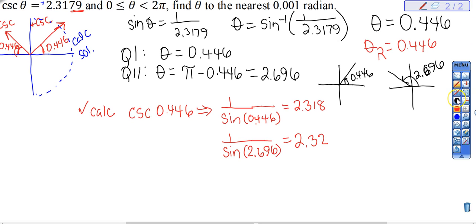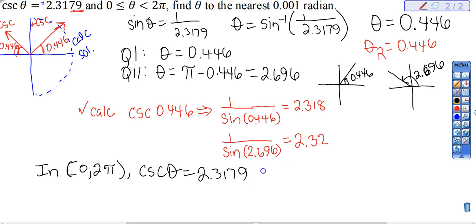So now let's write our solution out by restating the question. In the interval 0 to 2 pi, cosecant of theta equals 2.3179 when theta equals approximately 0.446 and 2.696.